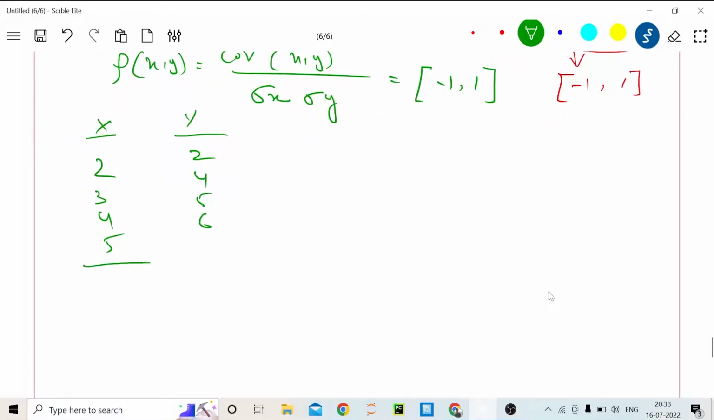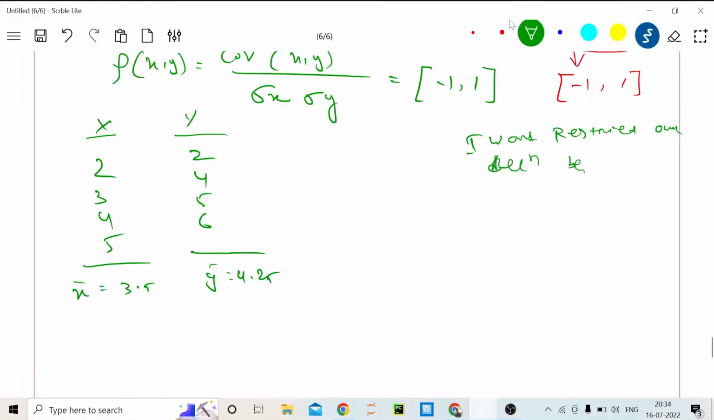In this case, you may find x bar, the mean of the x data, is 3.5, and y bar, the mean of the y data, is 4.25. In this case, I want to restrict our relation between -1 and +1. That's why I will apply what?